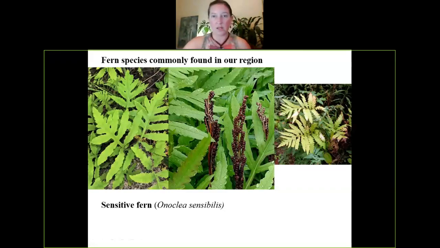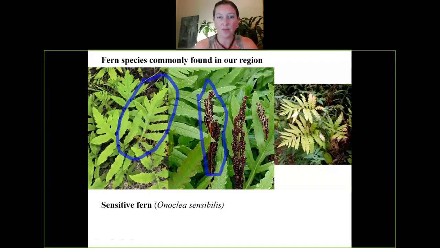Oops, sorry. Trying to get more comfortable here. This is the case in sensitive fern. So here, this is the more normal leaf that you're used to seeing. And here, this is a special spore-bearing leaf where each of the leaflets are rolled over and there are sporangia inside. Sometimes people use these in flower arrangements. Believe it or not, I've seen these dried and used in flower arrangements. So FYI.